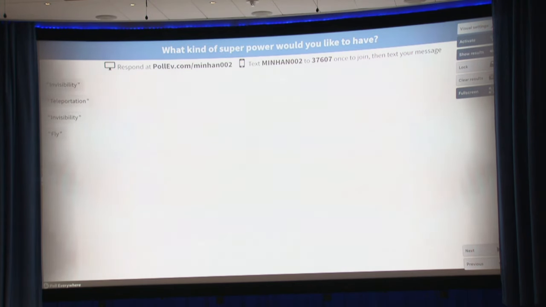Invisibility. We have two of them. Okay, good. Finding more hours in the day. That's nice. Mind reader. Fly. Oh, a lot of people like invisibility. Disappear. Okay, mind reader, read yourself. Know the future. Wow. We are going to be millionaires, right? If you know the future. Knowledge of everything. Wow.